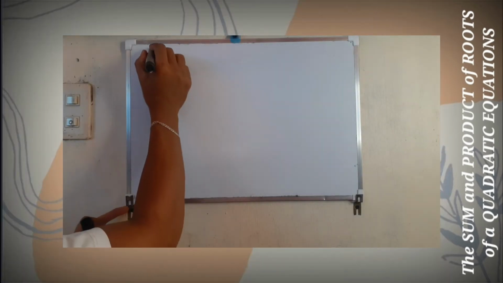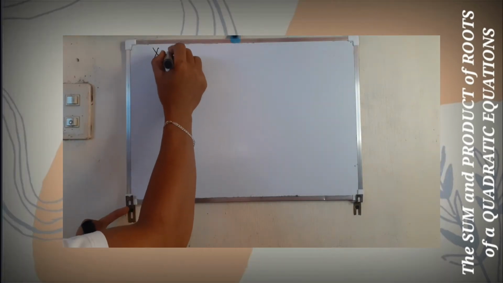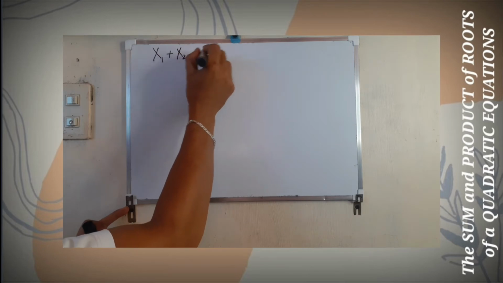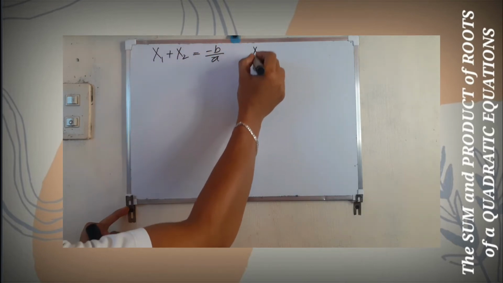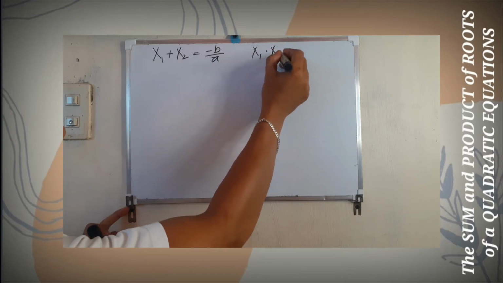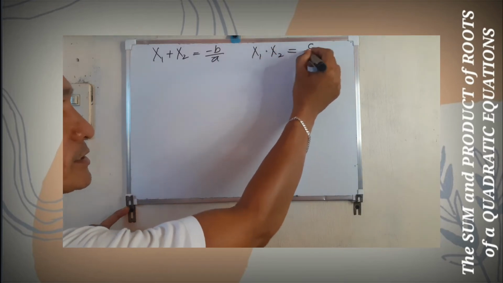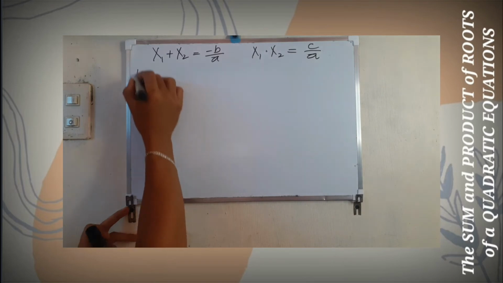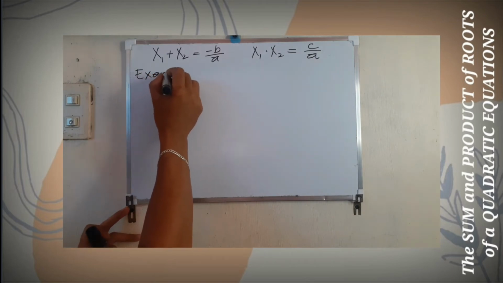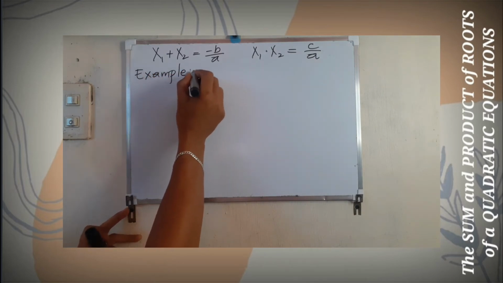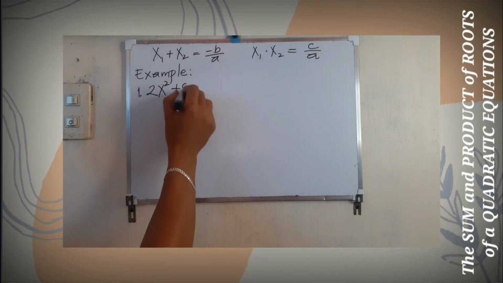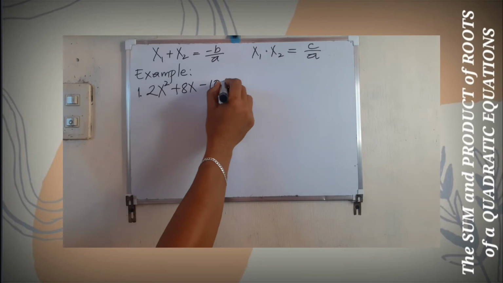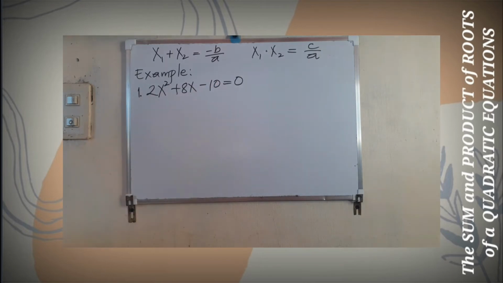Again, the sum of the roots equals negative b over a. The product of the roots equals c over a. Example 1. 2x squared plus 8x minus 10 equals 0. Find the sum and the product of the roots.